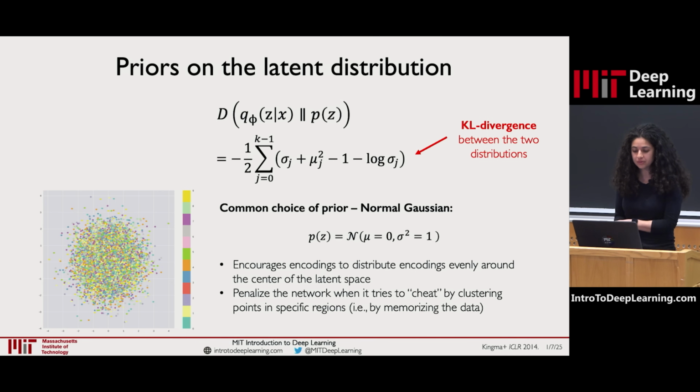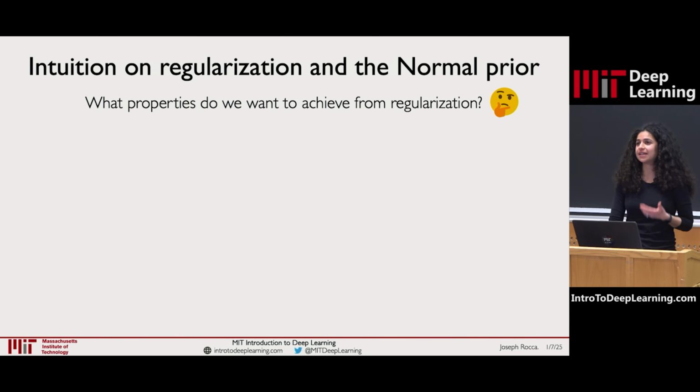So right now, at this point, you're probably thinking, okay, I get the principle that we're trying to learn a probability distribution over these latent variables, and we want some prior on how they look. But why is this actually important? Why do we even need to place these priors? And why do we need to regularize our latent space? To gain intuition, let's first consider what properties we want our latent space to actually achieve.